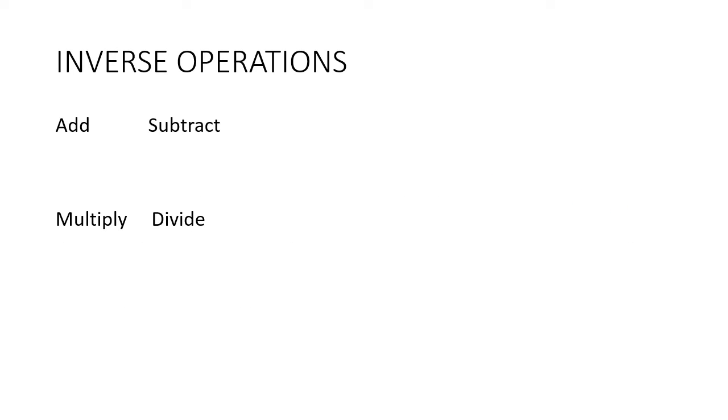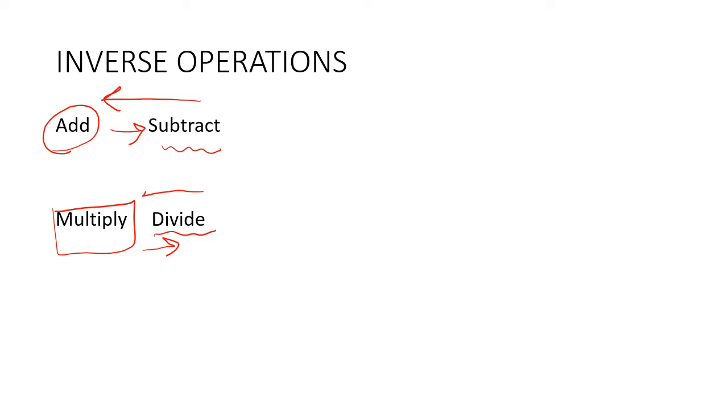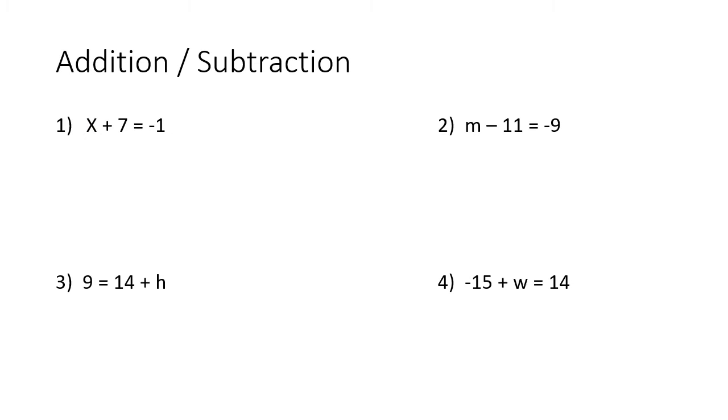Inverse operations. The inverse operation of adding is to subtract. The inverse operation of multiplying is to divide. It also works the opposite way. If you are subtracting, the inverse operation is addition. If you are dividing, the inverse operation is multiplication. We are now going to look at some examples. These are examples under addition and subtraction.